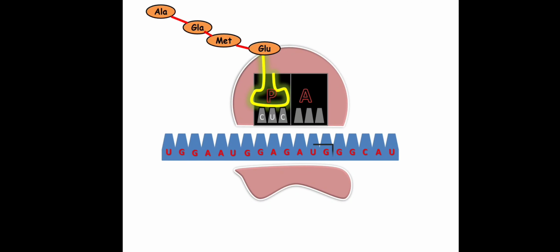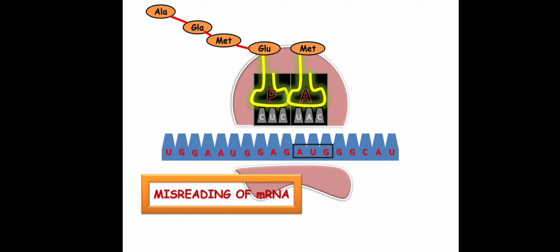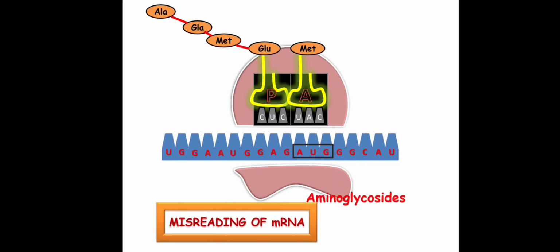We have got a codon on the mRNA, and complementary to it is the anticodon on the tRNA. Okay, and it will attach and produce protein synthesis, right? But now what we can do is, we have a group of drugs known as aminoglycosides. They will produce misreading of mRNA. So this misreading of mRNA is done by aminoglycosides.